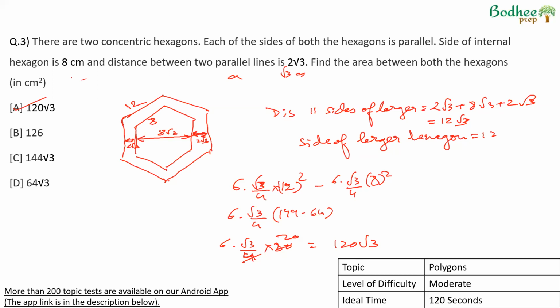I think the first part is something that requires some amount of application. After that, it is just putting in the formula. So 2 minutes to solve, moderate level of difficulty.